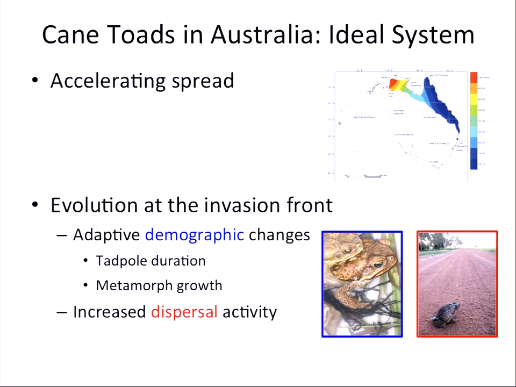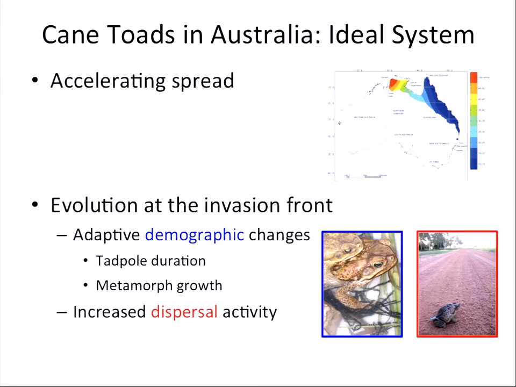And so cane toads were introduced to Australia in 1935, right around there, near the Great Barrier Reef. And they've since spread westward across the country. And these colors here show the spread rate at any point in time. So we see that the spread rate has accelerated from about 10 kilometers a year to nearly 60 kilometers a year in just about 70 years.